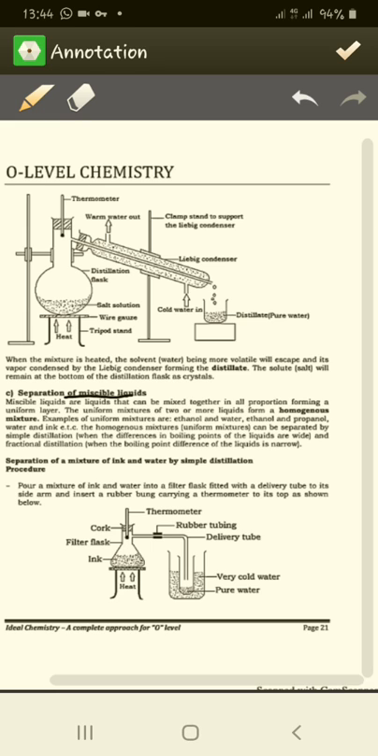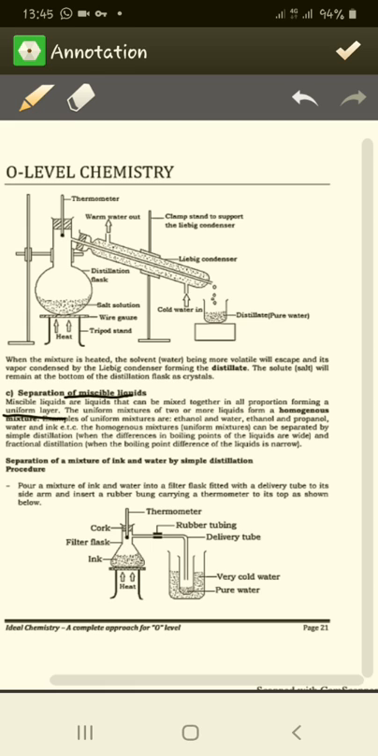Miscible liquids, we are defining them as liquids that can be mixed together in all proportions, forming a uniform layer. In all proportions, I mean that even if one liquid is more than the other, they will still form one uniform layer. A uniform layer means one layer.